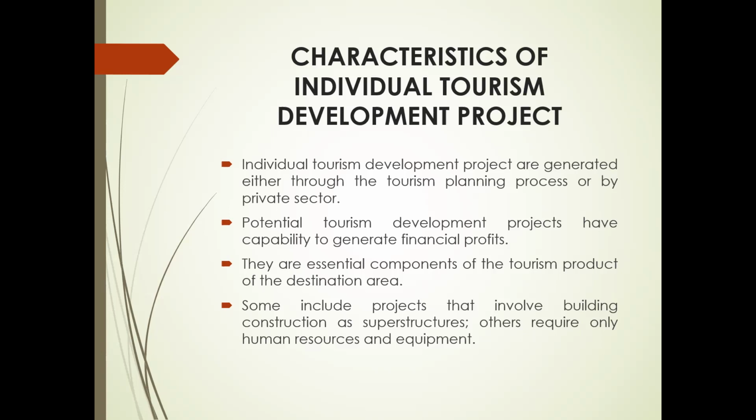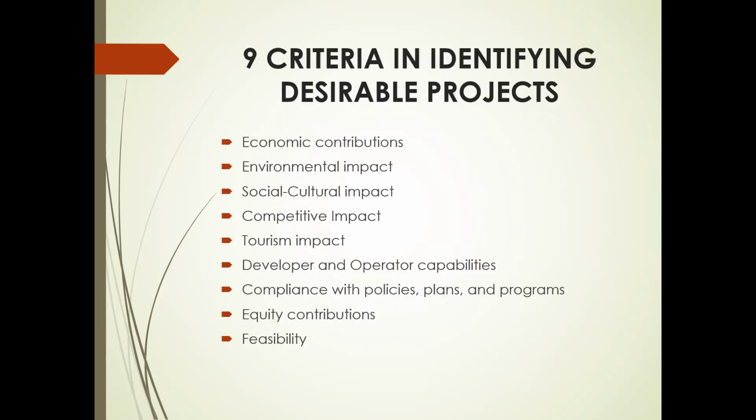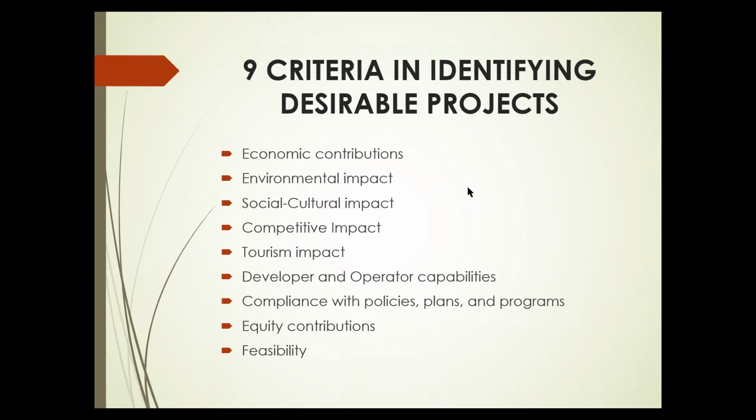Tourism development includes many elements. Some include projects that involve building construction, such as superstructures, and others require only human resources and equipment, such as guided canoe trips, which are under the category of programming and events. So here are the 9 criteria identifying desirable projects. So first is the economic contribution.